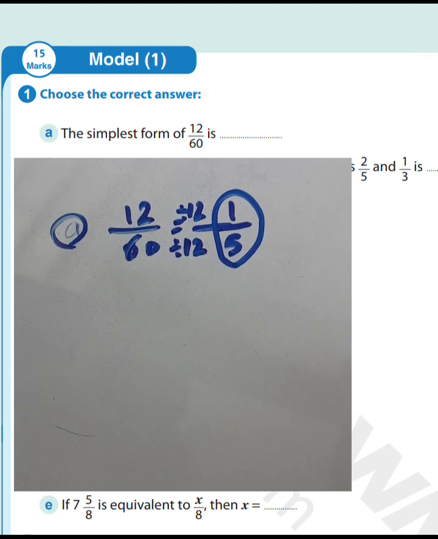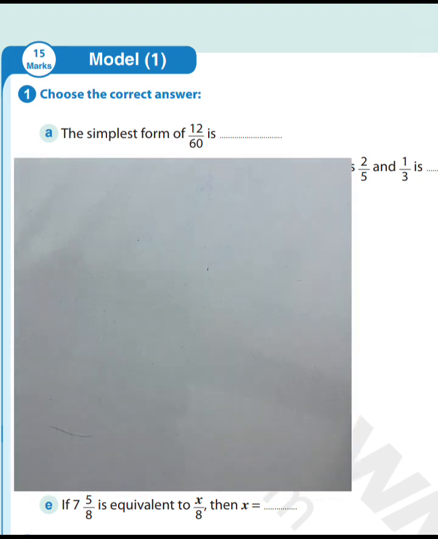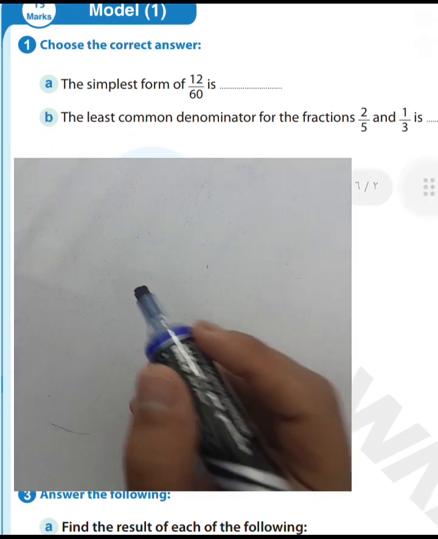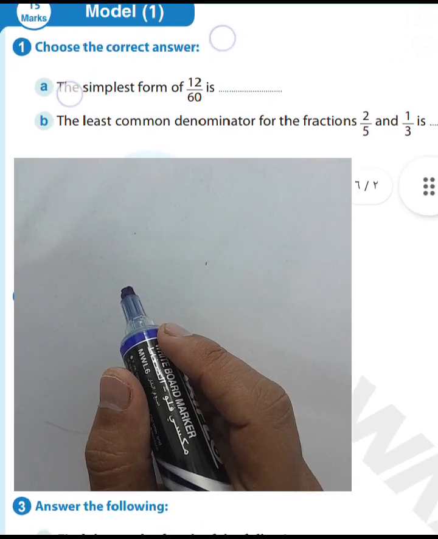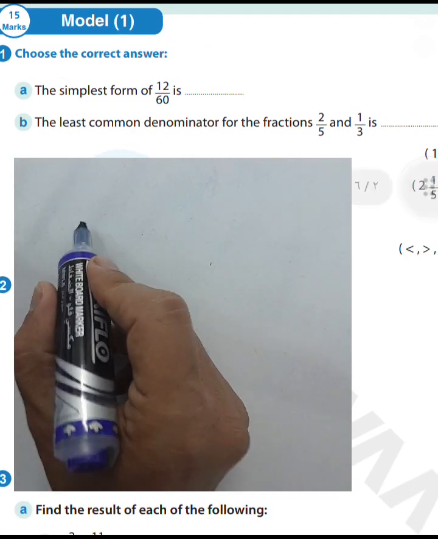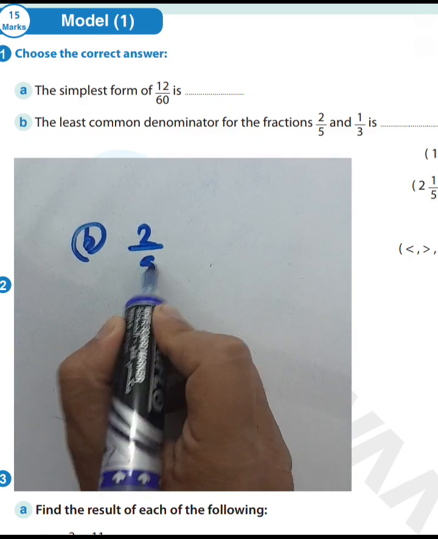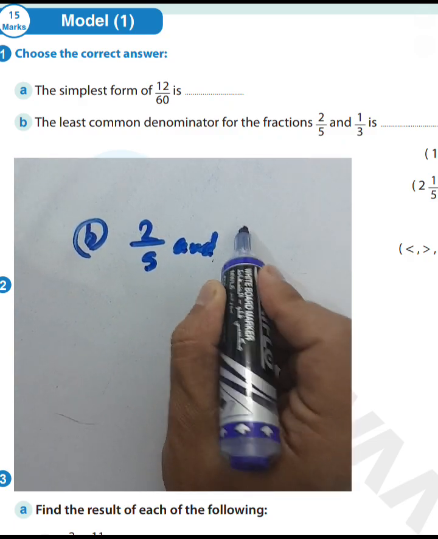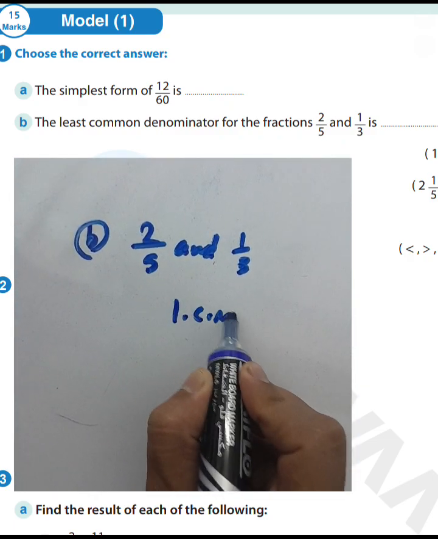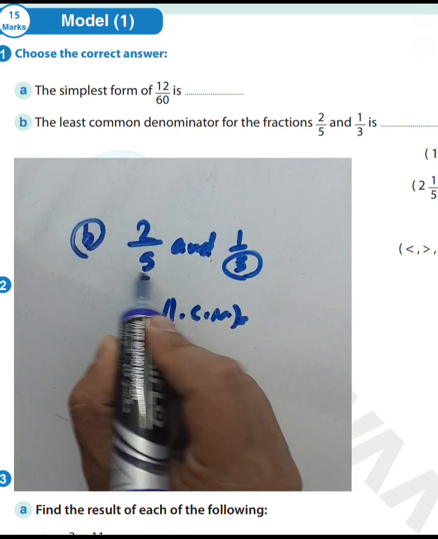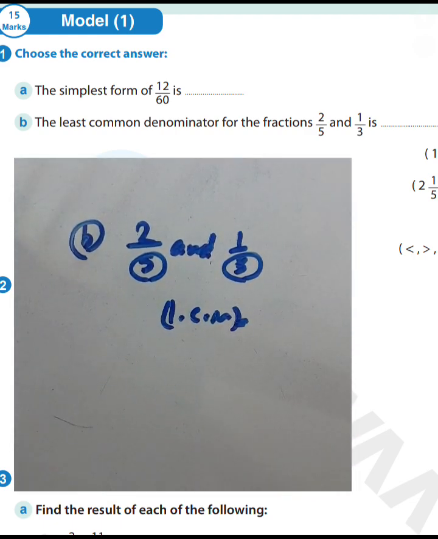Letter B. The least common denominator of fractions 2 over 5 and 1 over 3. Why least common multiple? We have 3 and 5, relatively prime numbers. Then the least common multiple between them equals their product, which will be 15.